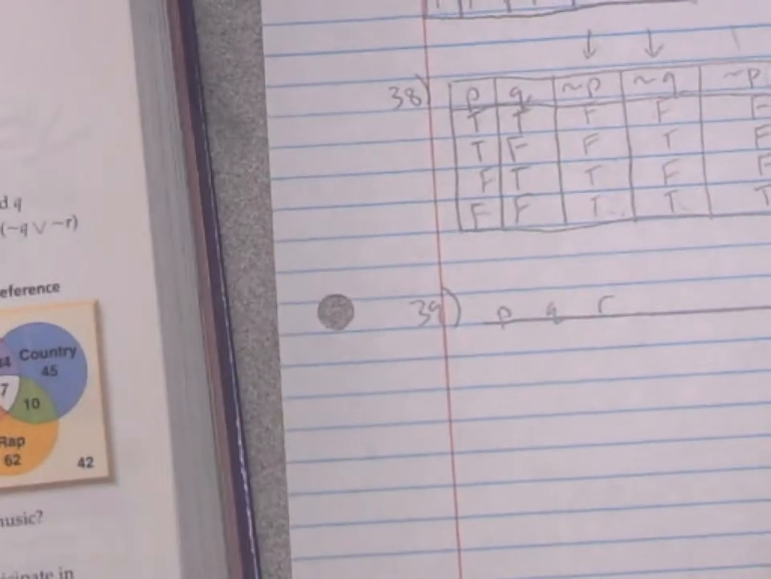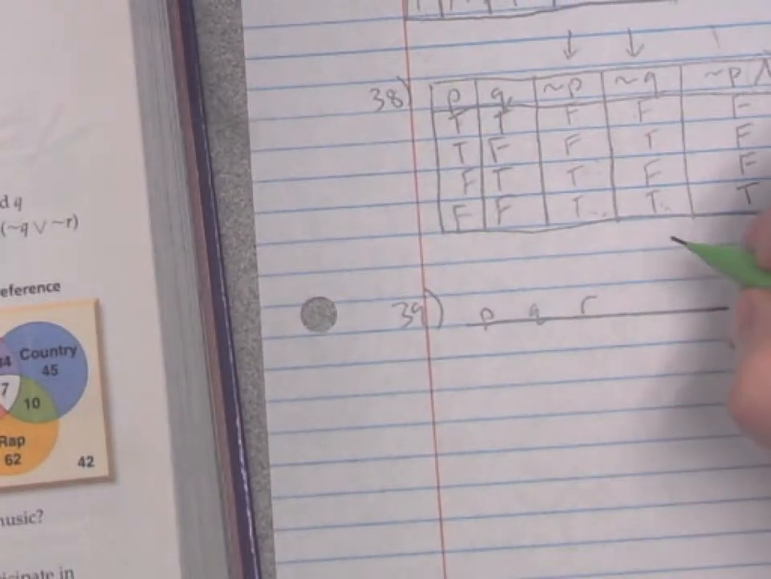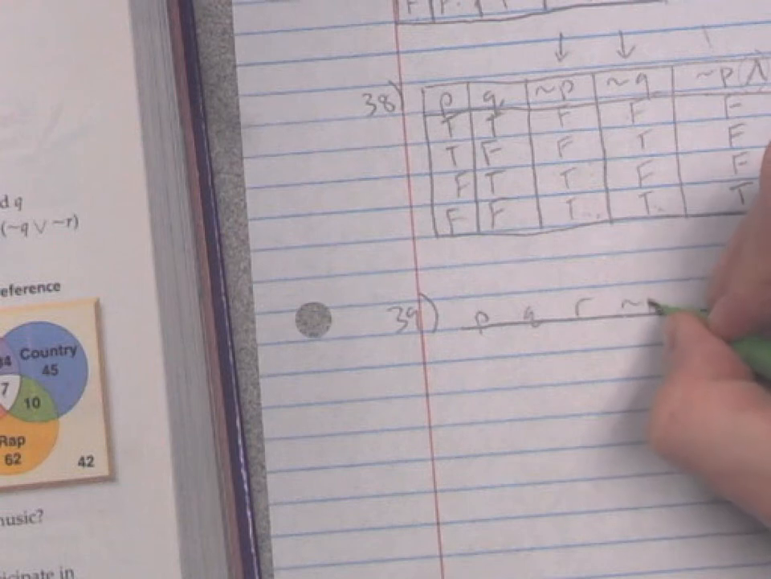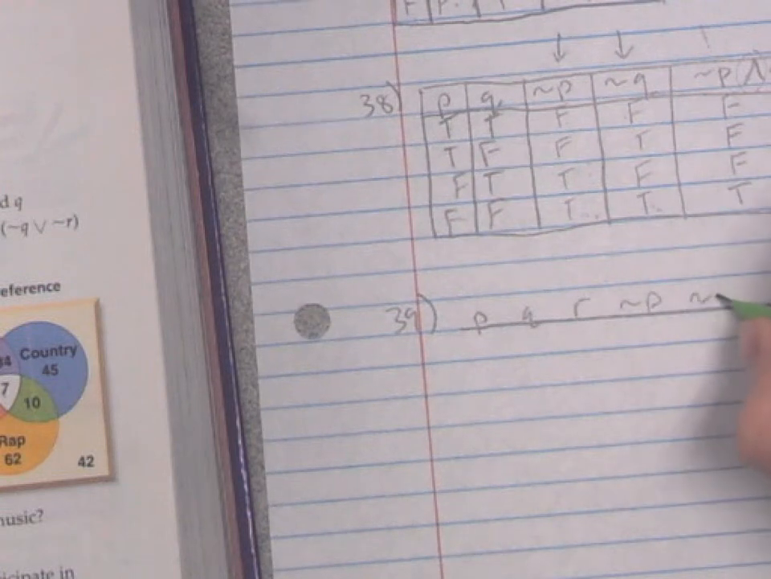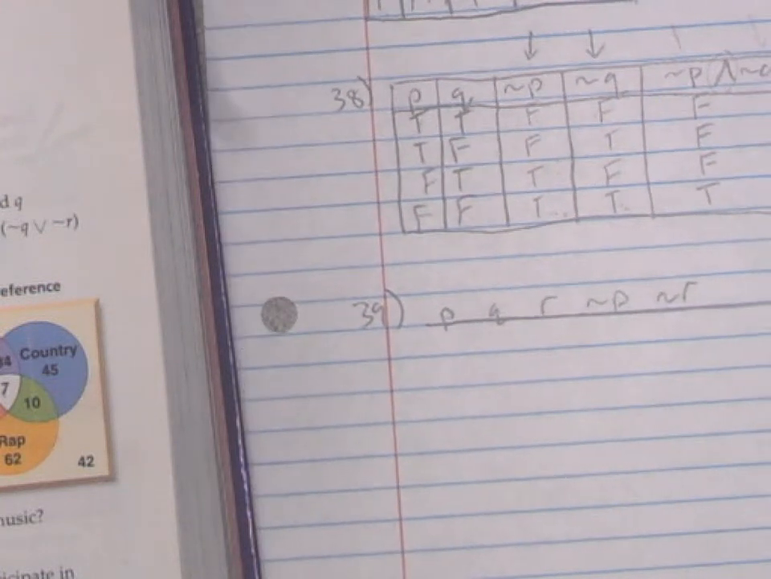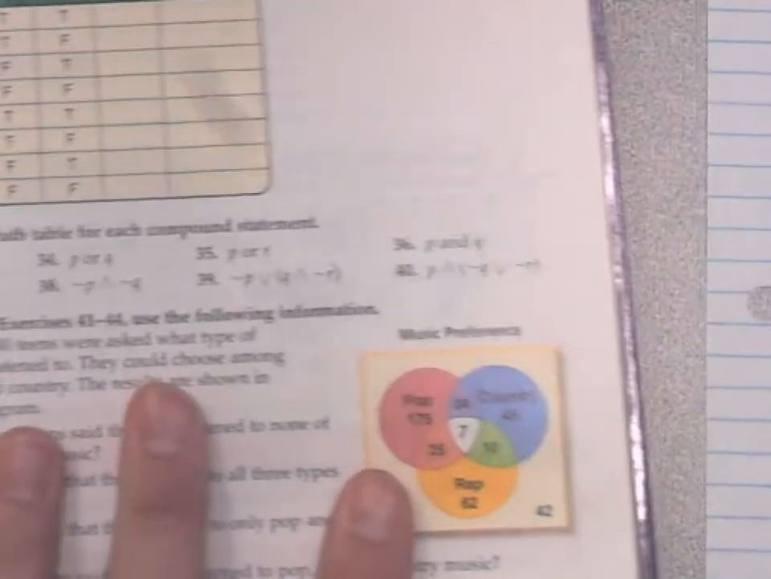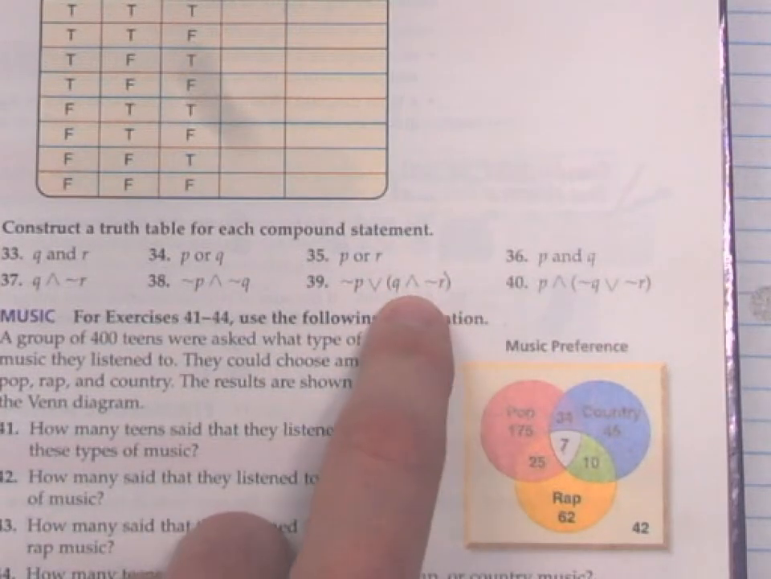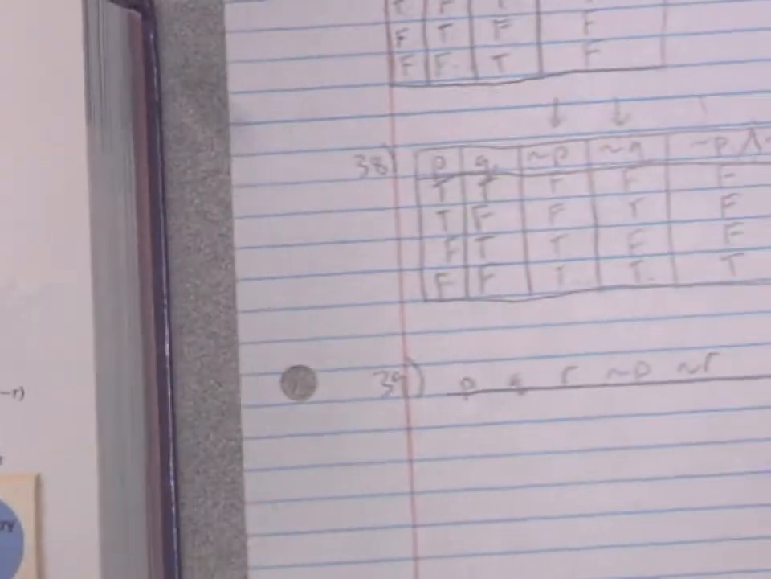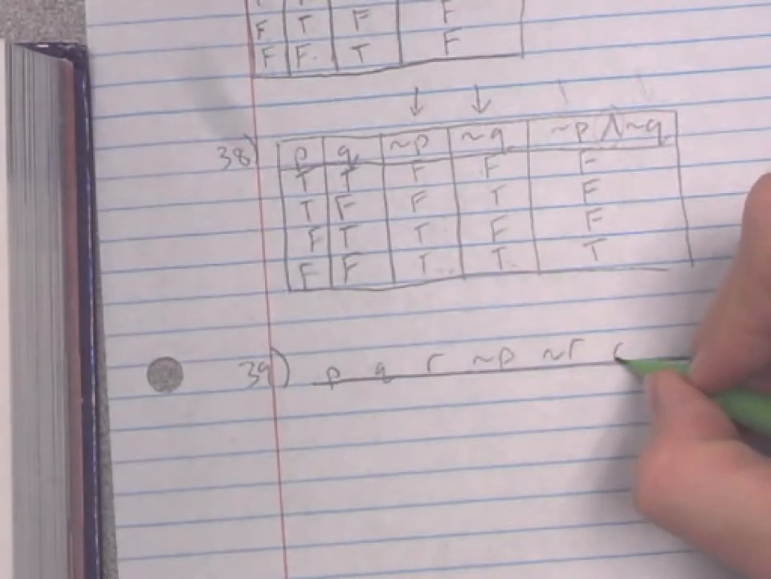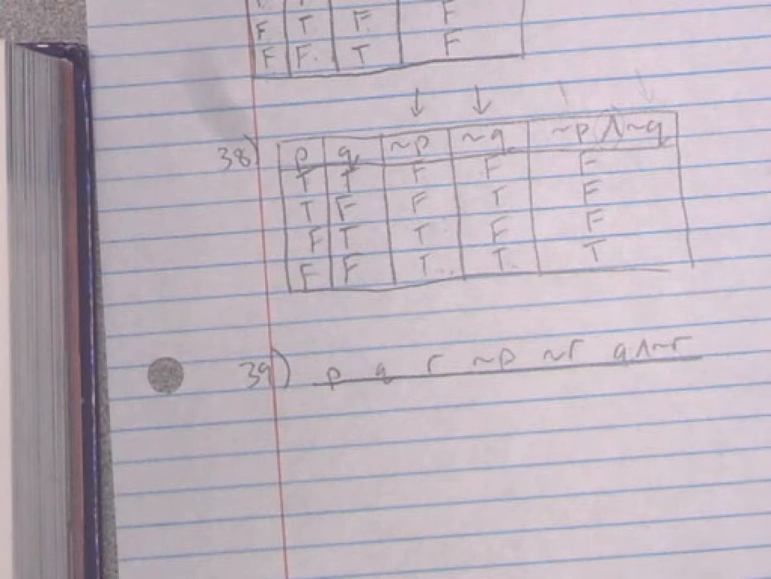So we got a P, we got a Q, we got an R. We're also going to need a not P, and we're going to need a not R. We're also going to need anything in parentheses, so this is a full statement. We're going to need Q and not R, so we're going to do that over here. Q and not R. And then the final one that we want is the whole thing: not P or Q and not R.